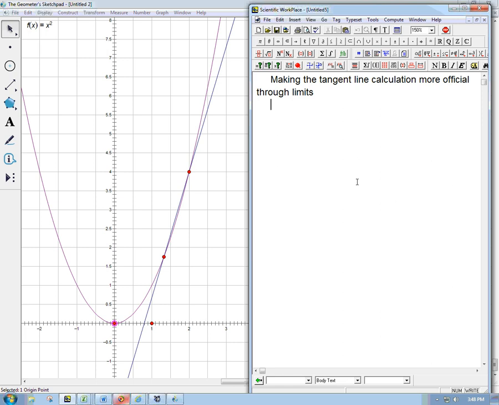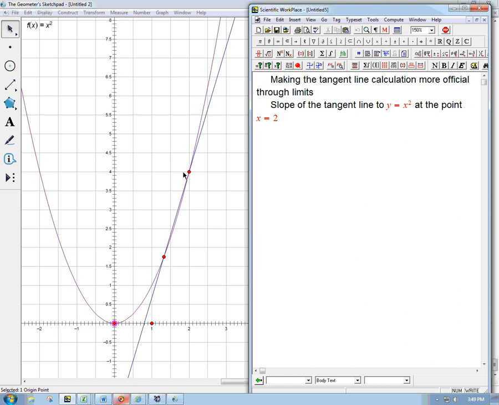Time to make our theorizing and conjecturing and guessing about tangent line calculations more official, and introduce some terminology, in particular the terminology of limits. Okay, so if we want to find the slope of the tangent line to y equals x squared, I'll do y and x instead of y and t, although we often want to think of x as time in a lot of practical problems, at the point, let's say, x equals 2.